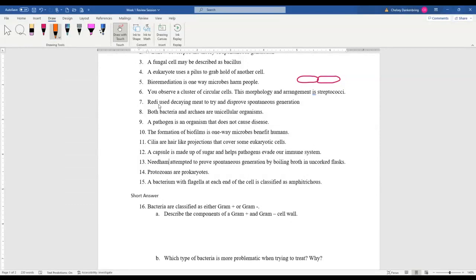All right, number 11, cilia are hair-like projections that cover some eukaryotic cells. True or false?